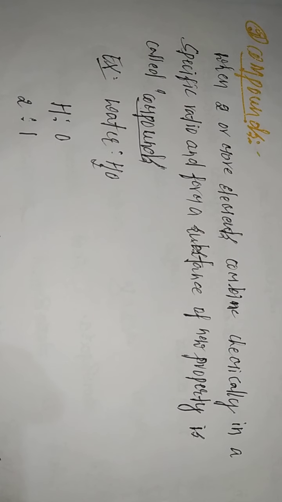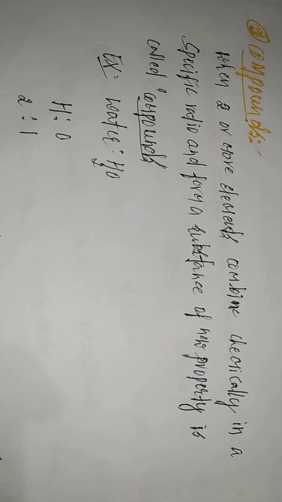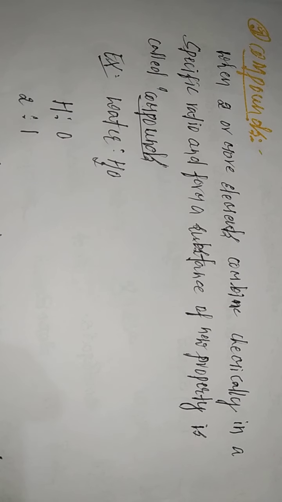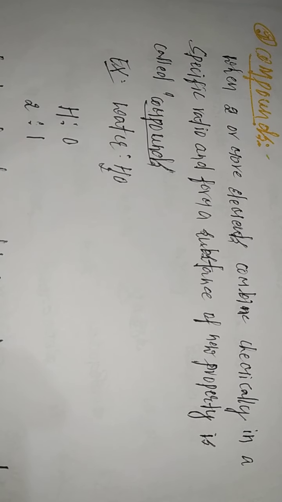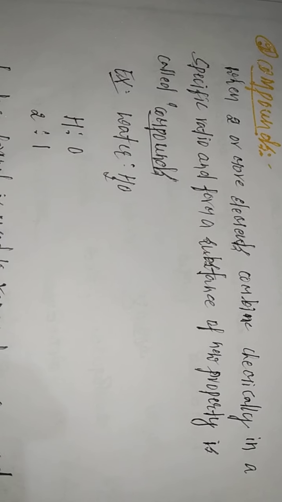Here water is a combination of two hydrogen atoms and one oxygen atom. So hydrogen and oxygen are combined in a specific ratio of 2:1. And H2O is the molecular formula for water. Here the molecular formula is used to represent a compound.